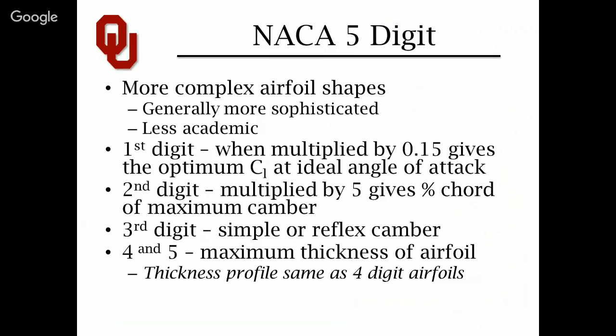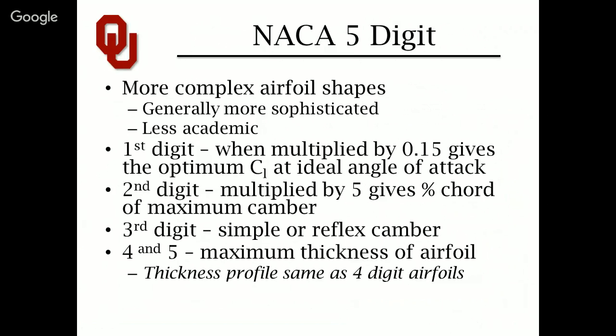And what that does is place the drag bucket. It changes camber, and it adjusts the foil shape so that its optimal low drag region is right on the designed lift coefficient. And we'll see that in the following slides. Second digit, multiplied by 5, gives percent chord to max camber. Okay, that's very similar to the NACA 4-digit.